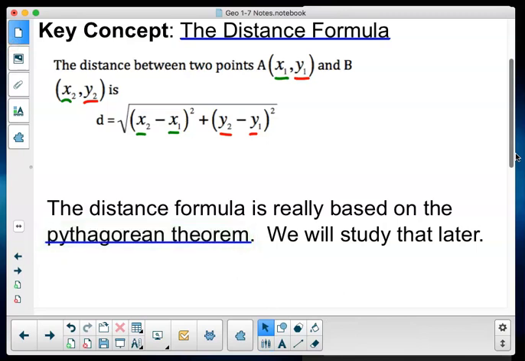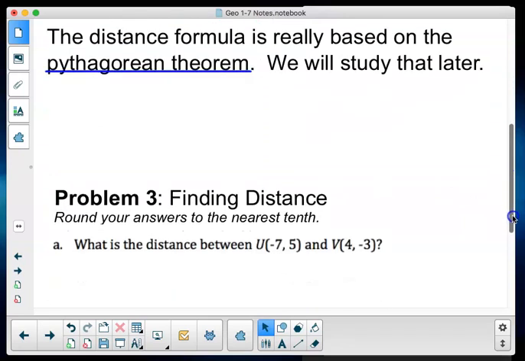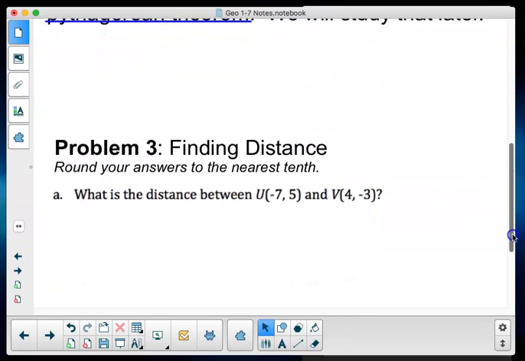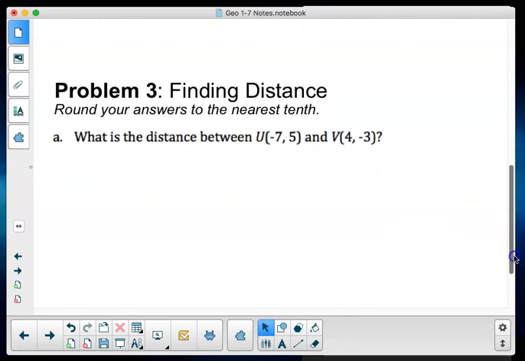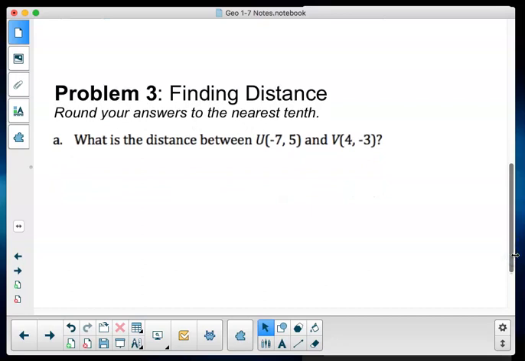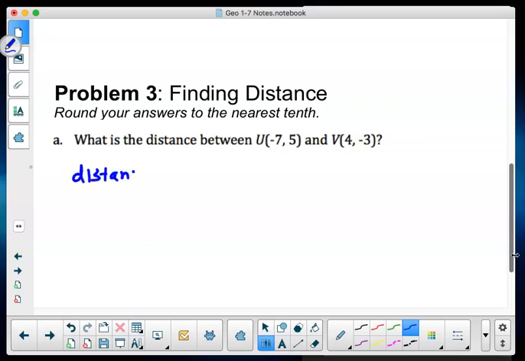Now, the distance formula is really based on the Pythagorean theorem. We'll study that later this year. Now, finding the distance. Round your answer to the nearest tenth. What's the distance between negative 7, 5, and 4, negative 3? Well, remember the distance formula was just written above us. Okay, the distance between 2 points.